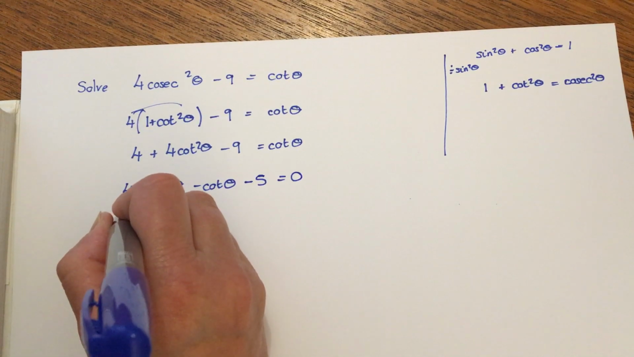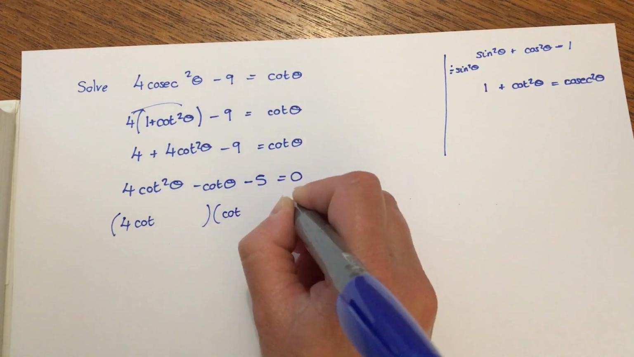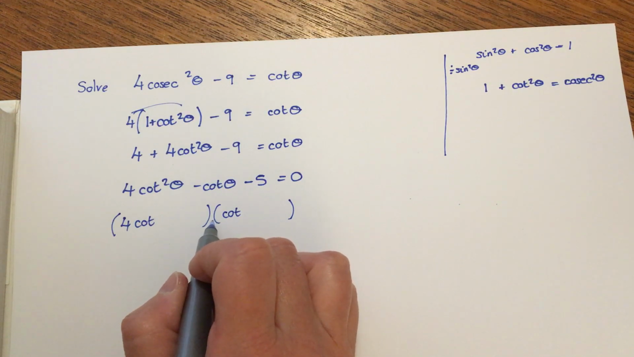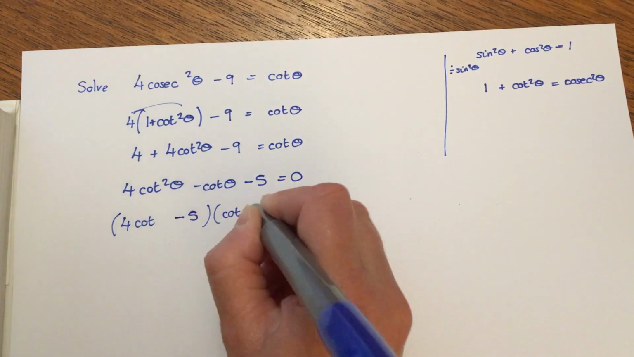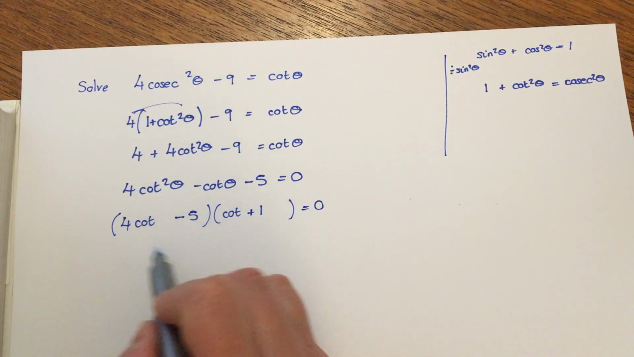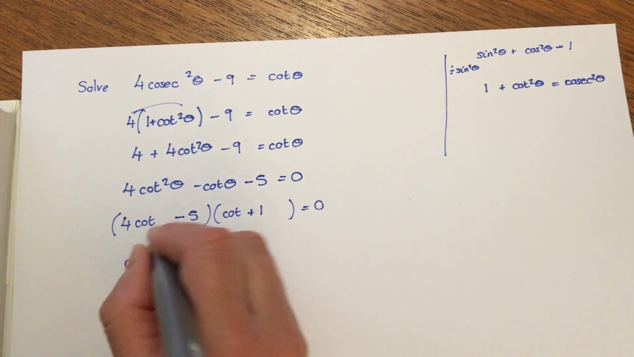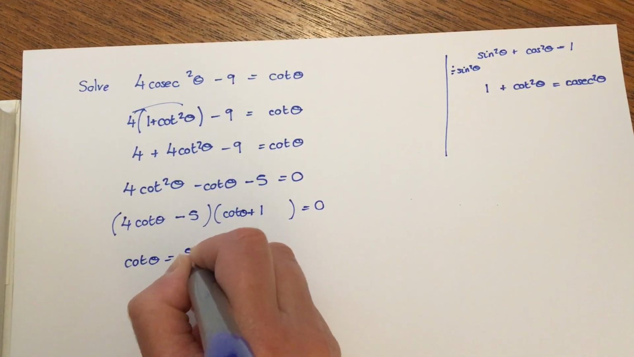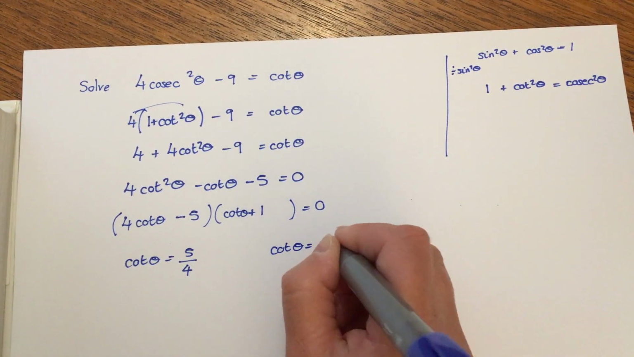So let's try it with 4 first. Remember, if factorising it this way doesn't work, you could try it with 2 and 2 instead. No, that will work. So if I put minus 5 here and plus 1 there, I get 4 cot squared theta minus 5 plus 1 cot, so minus cot minus 5. So I've missed the thetas off, sorry. So cot theta is 5/4 from this one, or cot theta is -1 from this one.